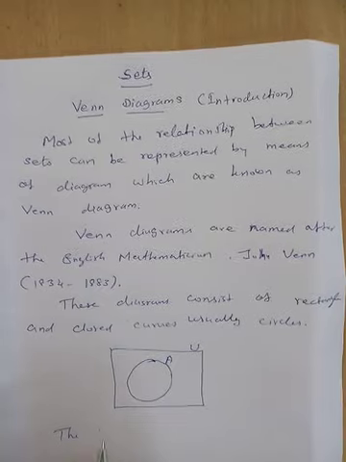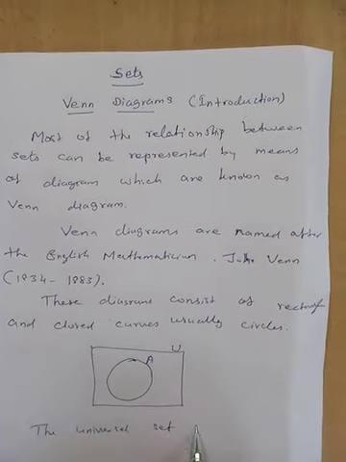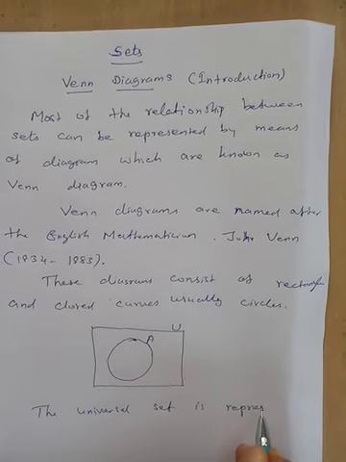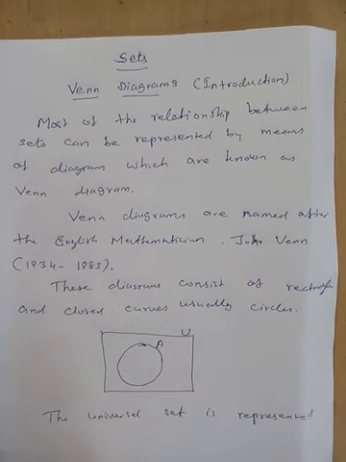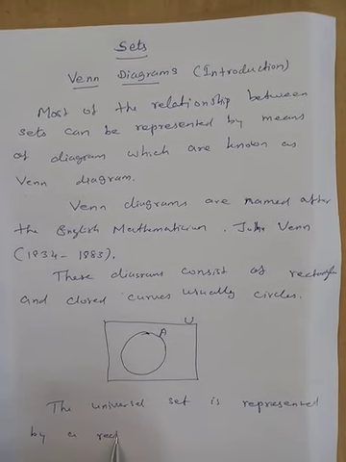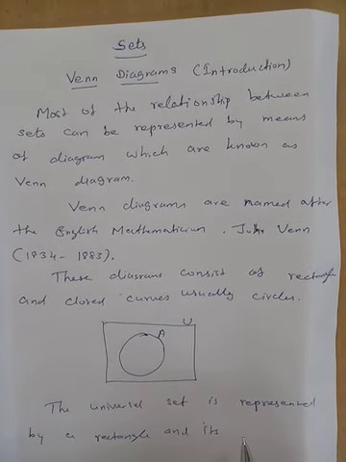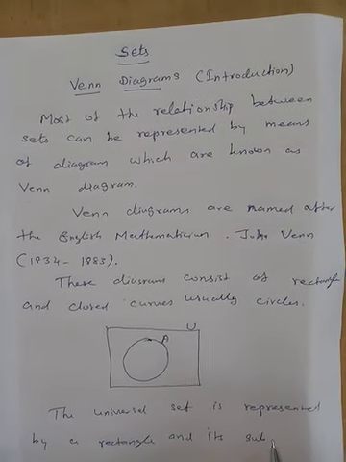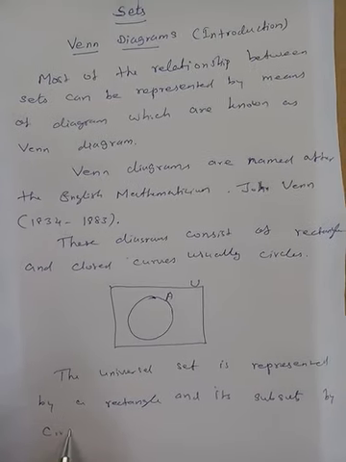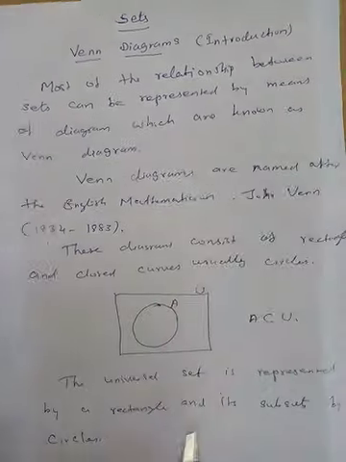The universal set is represented by a rectangle and its subsets by circles. Here, a subset of U.